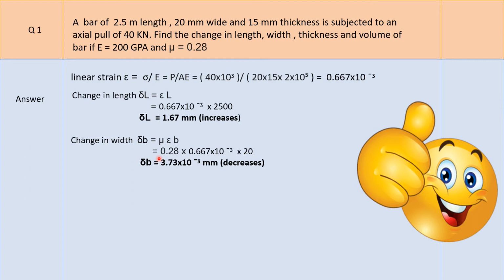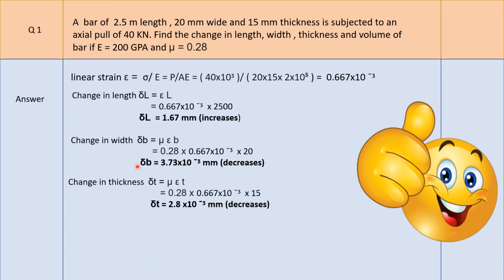Start doing the calculations from here. Take the calculators in your hand. 0.28 into 0.667 exponential minus 3 into 20 is equal to, you will get answer 3.73 into 10 raised to minus 3 mm. Now the force is pulling, so length will increase, width will decrease, so in the bracket write down decreases.